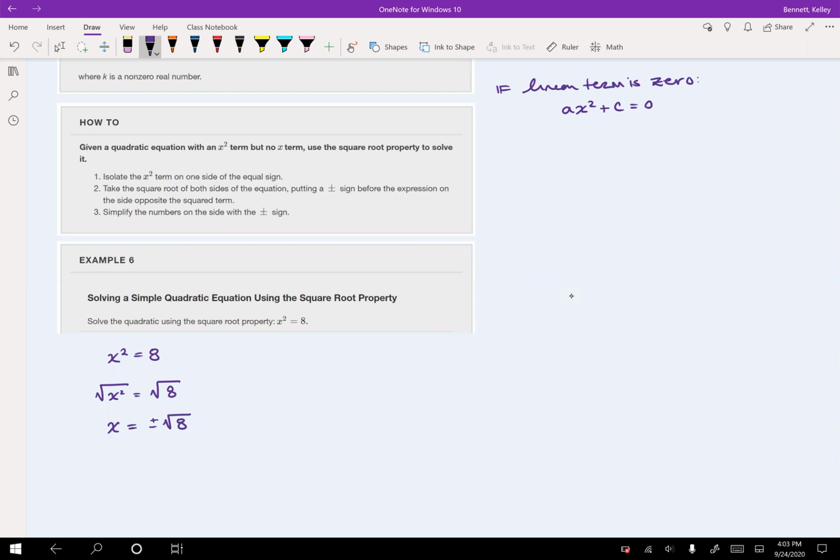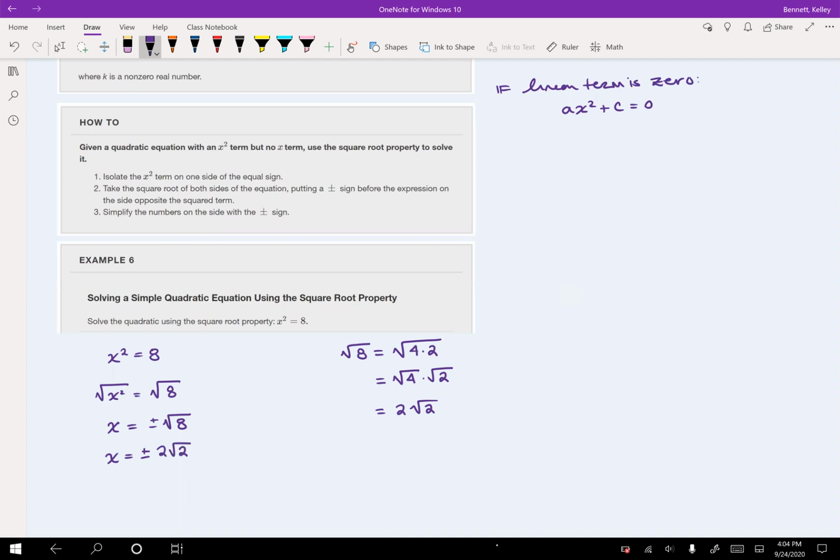I can simplify the square root of 8. So here's how. So we know that the square root of 8, I can write 8 as 4 times 2. And I also know that square roots play nicely with multiplication. So I can write this as the square root of 4 times the square root of 2. So we saw this last lecture in 2.4. The square root of 4 is going to give me 2, and the square root of 2 is going to do nothing. So now I get 2 root 2. So here for my answers, I'm going to get x equals plus or minus 2 root 2.